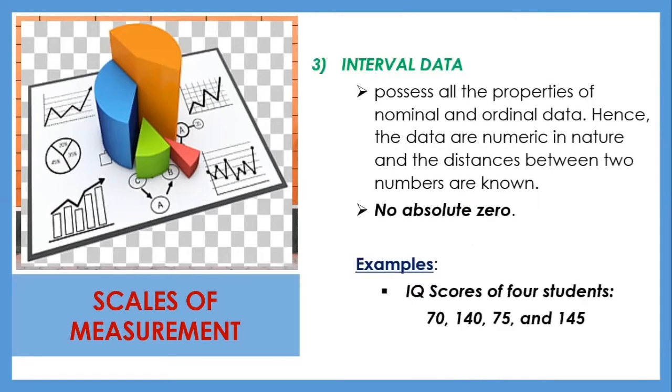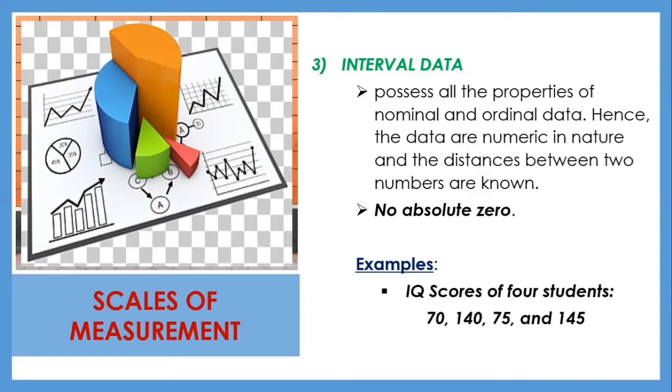And for the next scale of measurement, we have interval data. It possesses all the properties of nominal and ordinal data. And so for that matter, the data are numeric in nature, and the distances between two numbers are known. And again, as discussed earlier, I would like to reiterate, your interval data doesn't have an absolute zero. No absolute zero. Examples, IQ scores of 4 students.